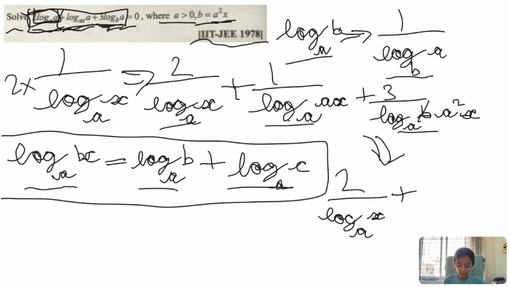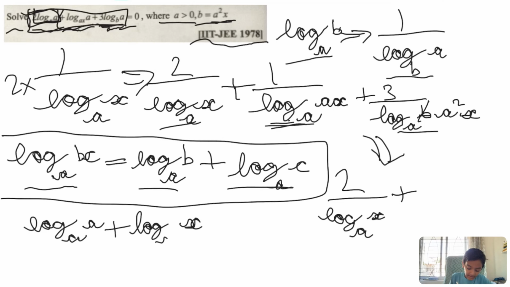When we apply the product law over here, it will be log a to the base a plus log x to the base a. And here we know that log a to the base a is equal to 1. So in this denominator, 1 plus log x to the base a will come.